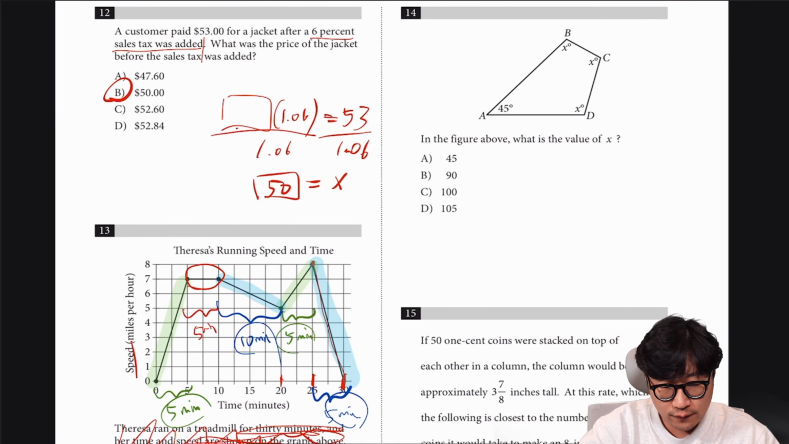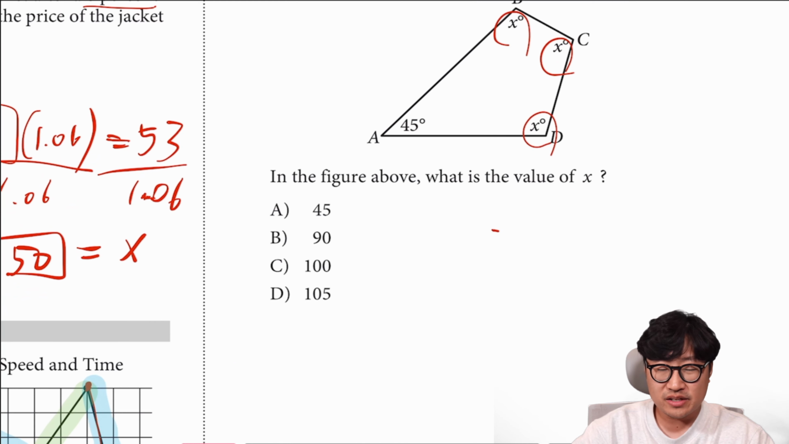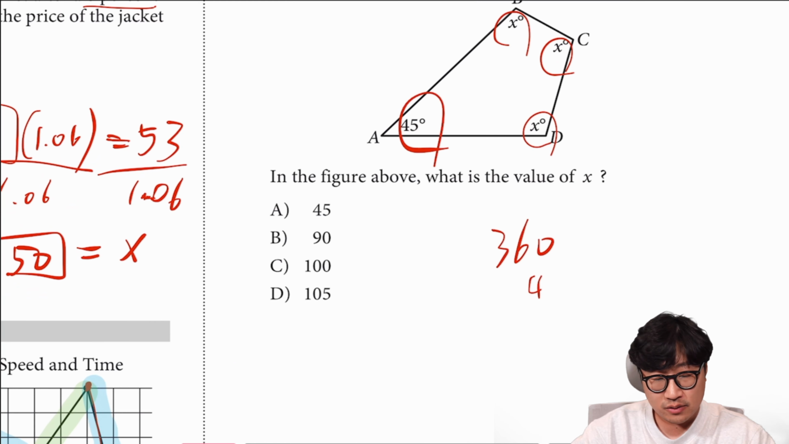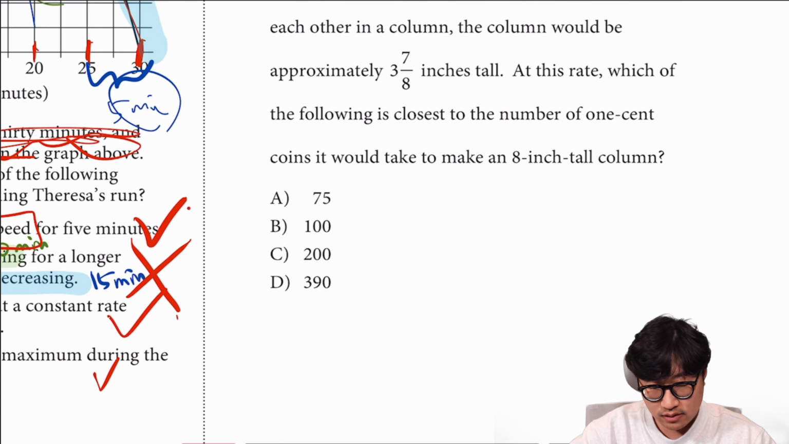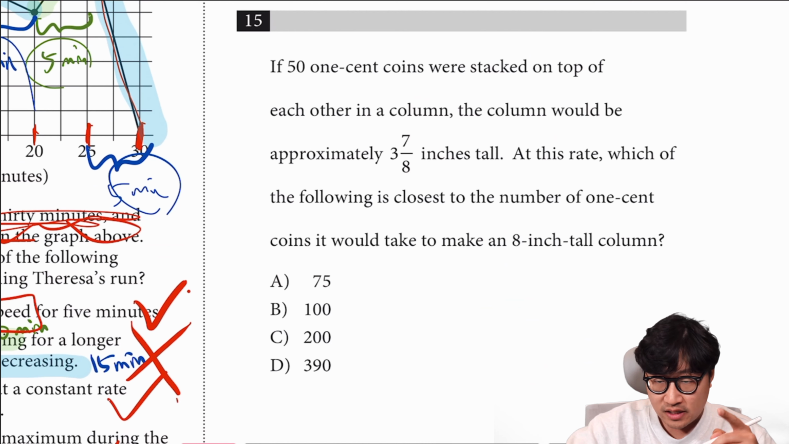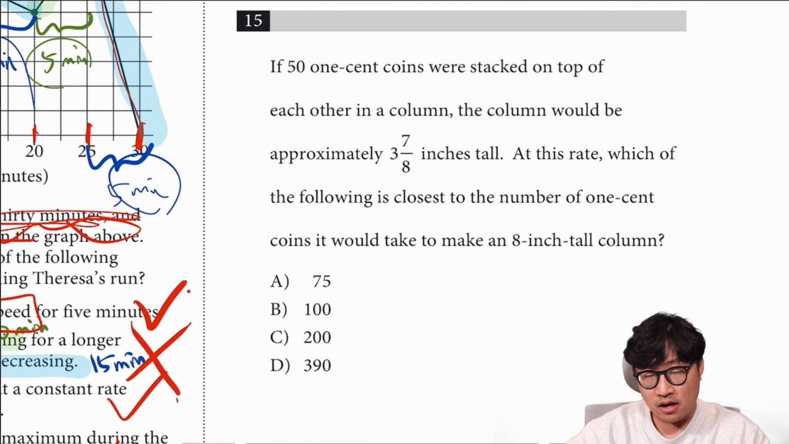Number 14, in the figure above, what is the value of x? This is a quadrilateral. The angles have to add up to 360, one of which is 45. So go ahead and subtract that. So you got 315 to work with. Divide that by 3 and you get 105. Easy.